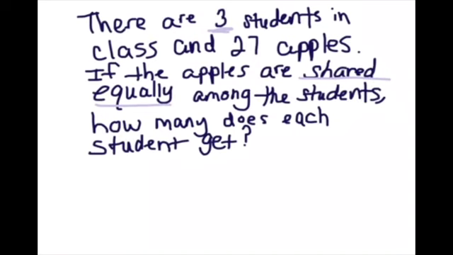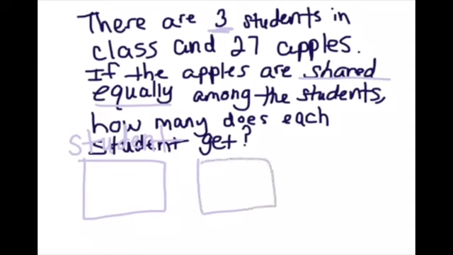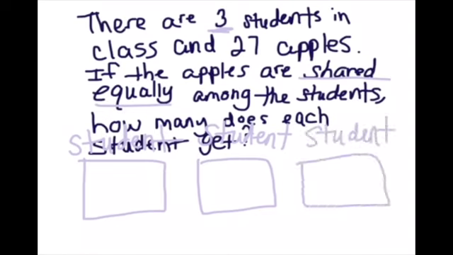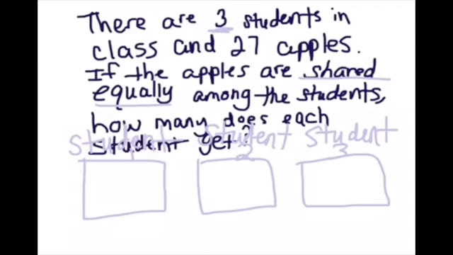So I'm going to draw a picture, and I know that I'm going to draw a box. This is going to be my student, just because that's going to be easier to show all the apples. So I'm going to draw 3 students, or 3 groups, right? And then I'm going to share them equally. So I can call that student 1, student 2, and student 3. So I'm going to count, and I'm going to stop when I get to 27.